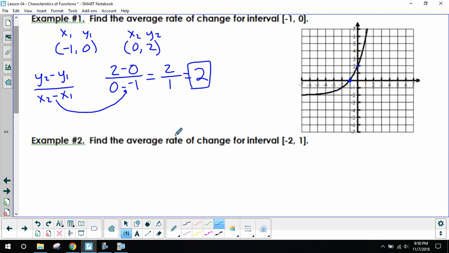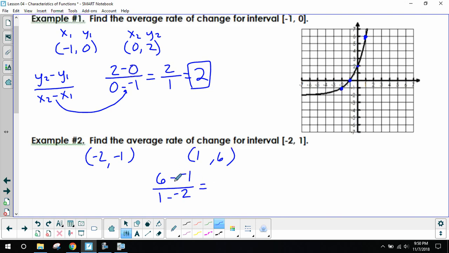Example 2 says find the average rate of change for intervals -2 to 1. Again, I'm just going to go straight to writing the points now because it should be painfully obvious by now. So -2, 1. If we go back to -2, down to the line, it's -1. Go over to the 1 and up. I'm going to argue it's 6 for this one. Again, set it up. 6 minus -1 over 1 minus -2.